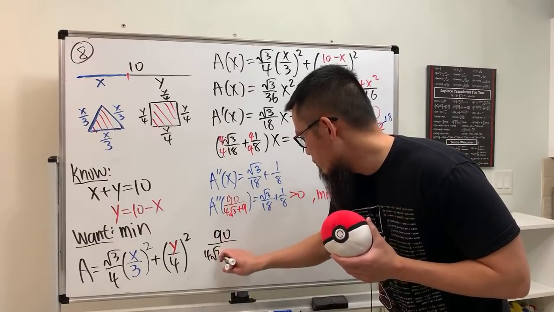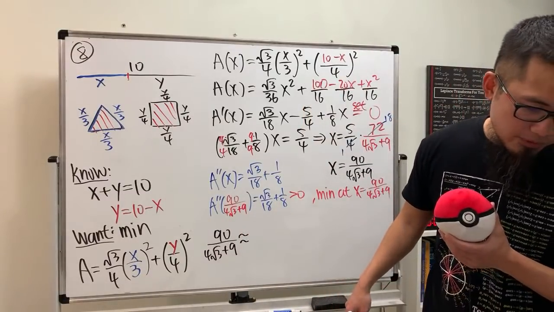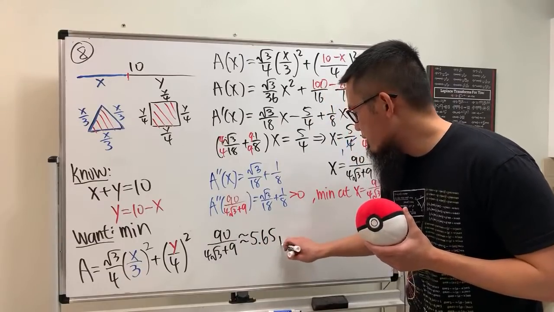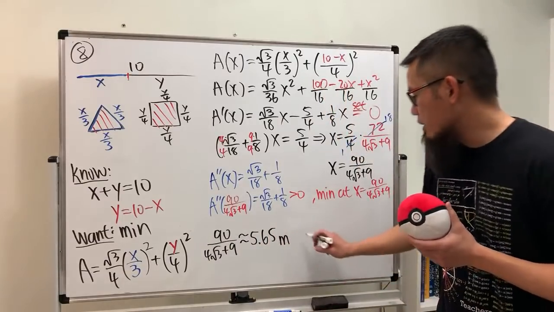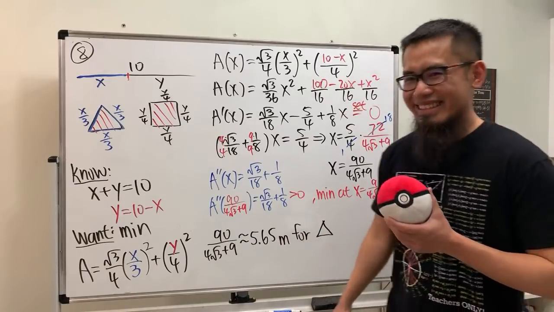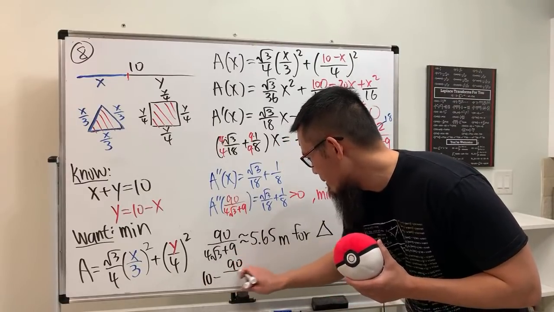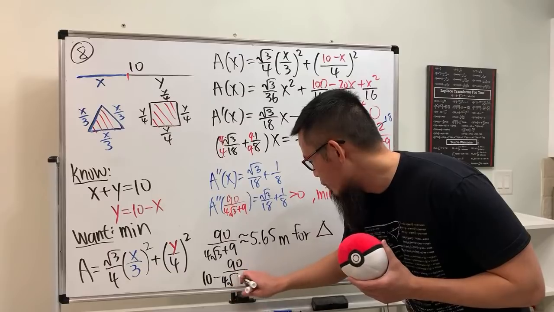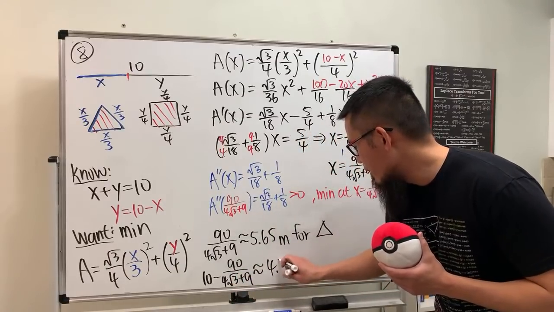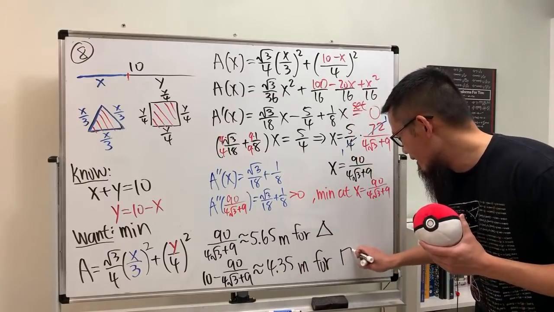Which is approximately 5.65. And this is in meters, right? Meters. For the equilateral triangle, I think that should be enough. And then 10 minus that number, I'm not going to reduce or simplify that, I'm just going to write that down. And this right here is approximately 4.35 meters for the square.